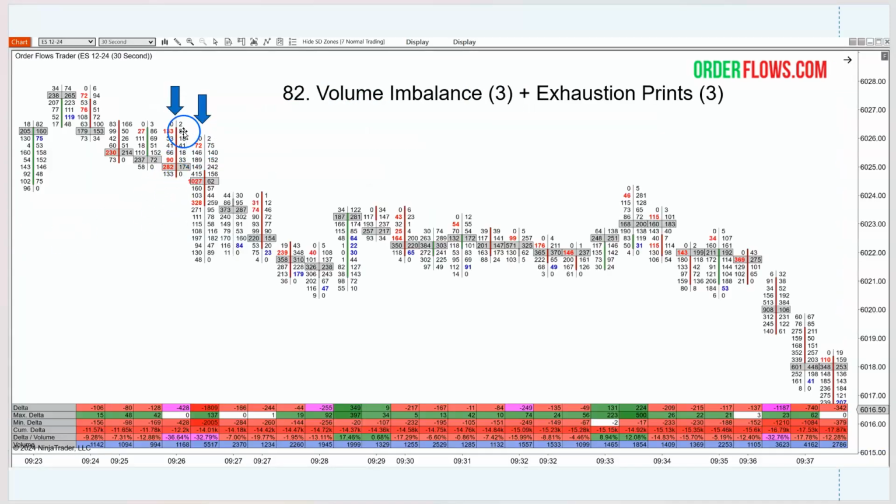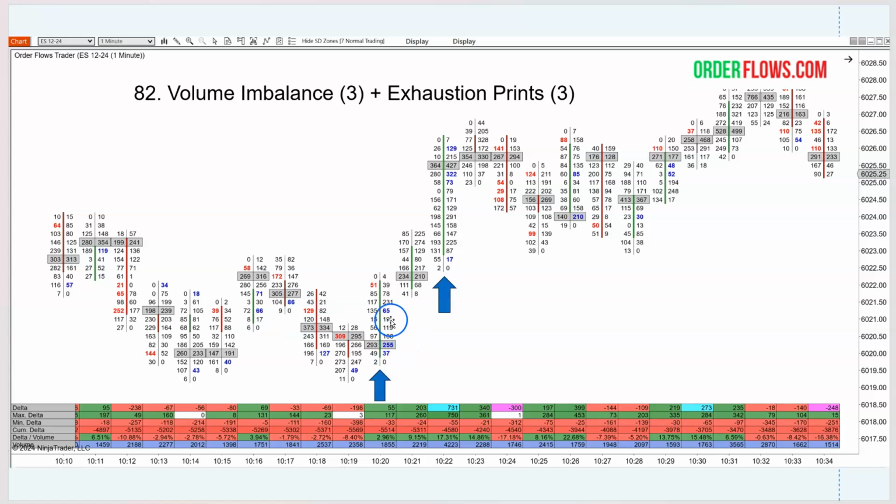Okay, so here we got multiple imbalances in the bar spread out, 1, 2, 3. The next bar, 1, 2, 3. But you also have the exhaustion print of 2 and 2. So basically, this is easy to see. Do I have multiple buying imbalances in the bar? Yes. Do I have an exhaustion print? Yes. Okay, that's my setup.